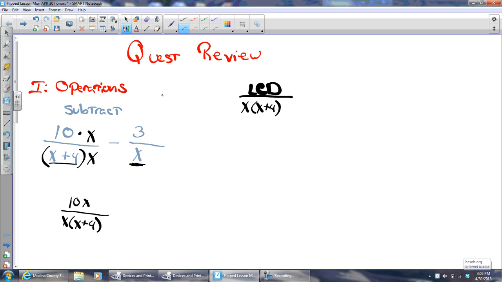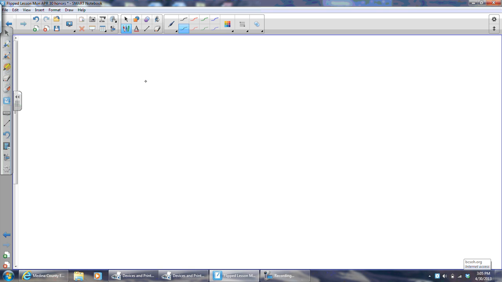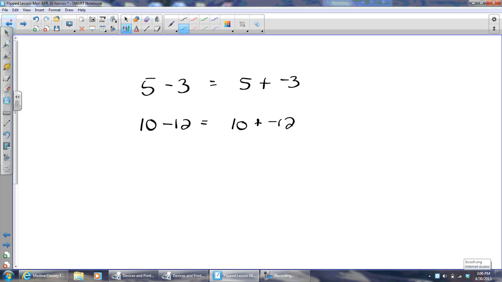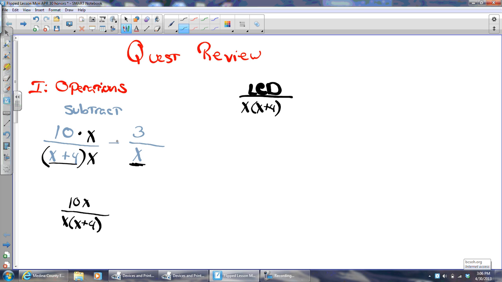Now, one more thing before I go to the next step. This negative here, you know how you have this problem 5 minus 3. Isn't that the same as 5 plus negative 3? Or 10 minus 12 is the same as 10 plus negative 12. Well, what I'm going to do on this problem is, you see how there's a negative here? I'm going to change it to a positive and change the numerator to negative.